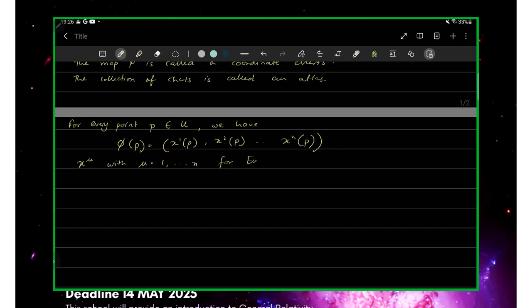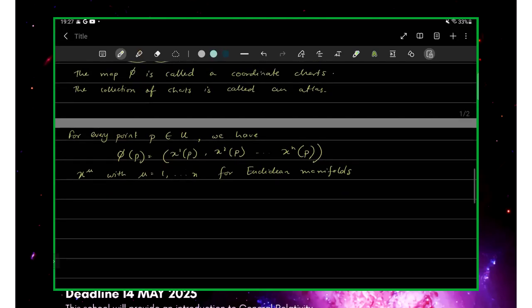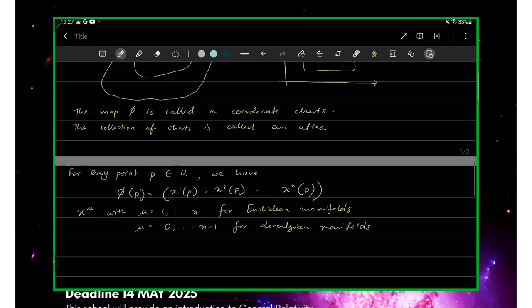For Euclidean manifolds, which remember is essentially a Riemannian manifold, it goes from basically 1, 2, 3, 4, 5, 6 up to n. Or you can use mu from 0, with a temporal component which we denote as 0, to n minus 1 for Lorentzian manifolds. Okay, so maybe for people who did not do SR, this is a little confusing.